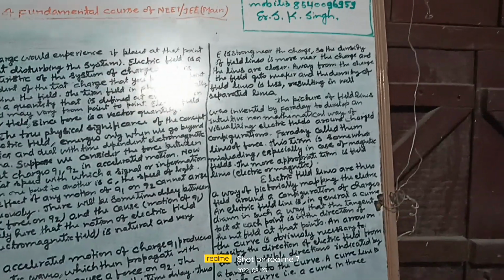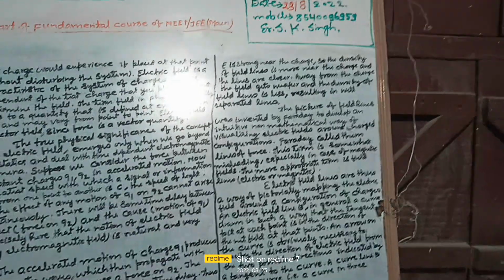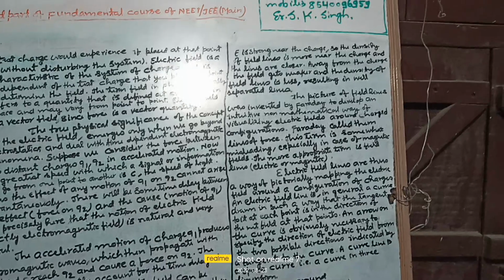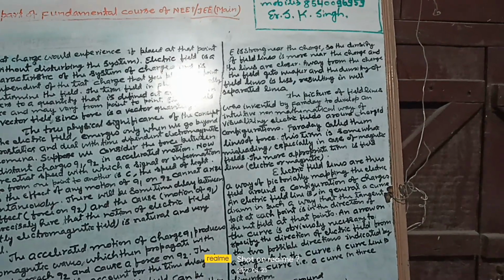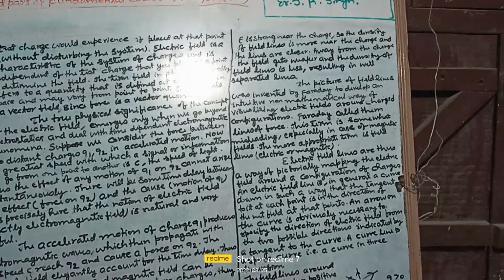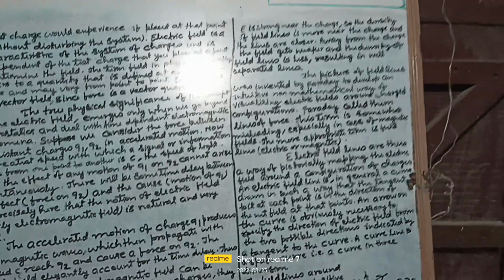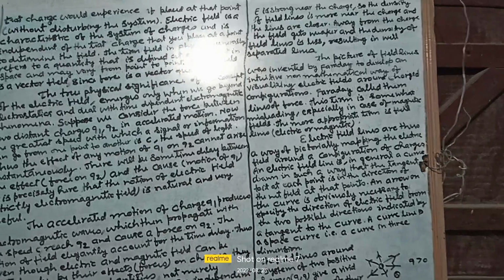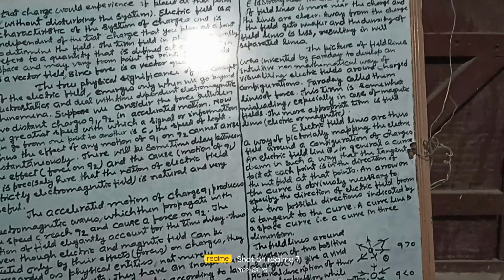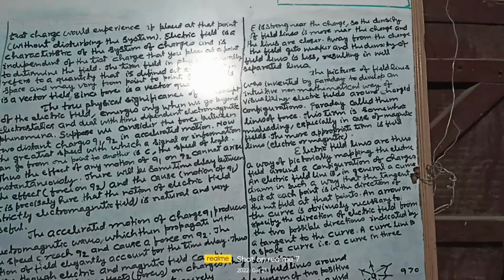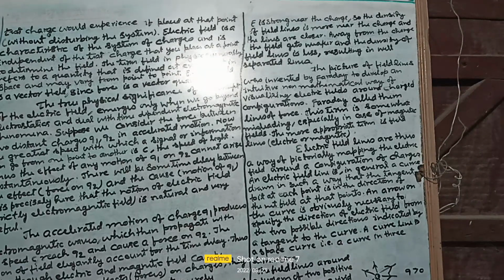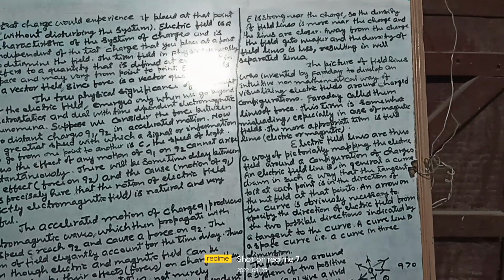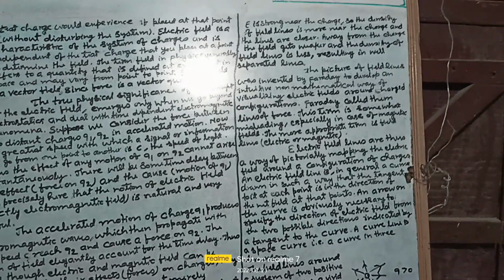Electric field lines are thus a way of pictorially mapping the electric field around a configuration of charges. An electric field line is, in general, a curve drawn in such a way that the tangent to it at each point is in the direction of the net field at that point. An arrow on the curve is obviously necessary to specify the direction of the electric field from the two possible directions indicated by a tangent to the curve. A space curve means a curve in three dimensions.